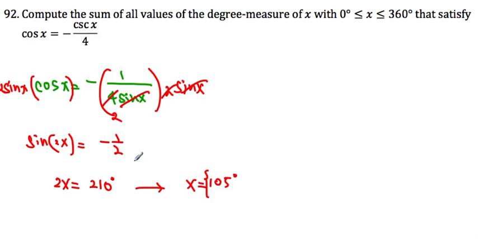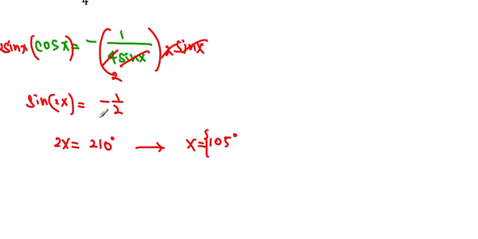Alright. But sine is also negative in the fourth quadrant. So if we follow that one, then the angle 2x must be equal to 330. So that implies, just like 105 was half of 210, here x will be equal to 165.